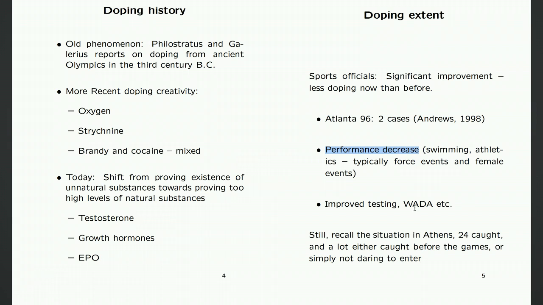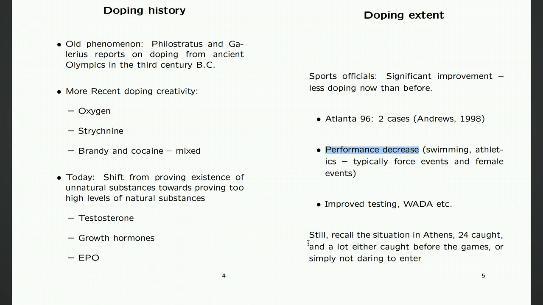And of course finally there has been improved testing, so it's easier, or harder, you might guess, to get caught. On the other hand, doping itself evolves, so certain people may reach situations where they are able to use substances which cannot be tested. But as we say, in the end here, you still have to recall the situation in Athens in 2004. There were actually 24 people caught, and a lot either caught before the games or simply not daring to enter. So this is a blurred image.